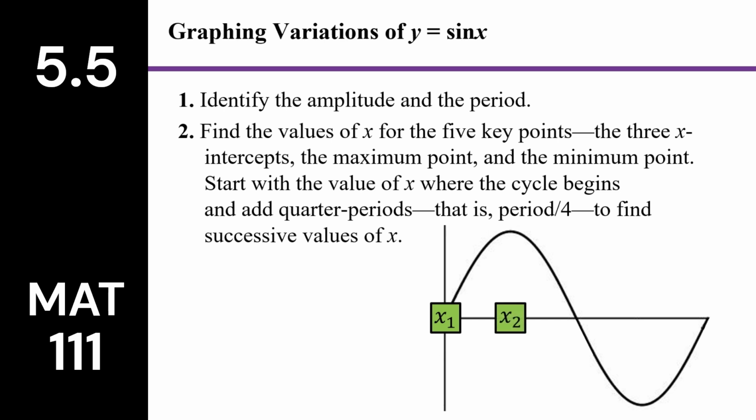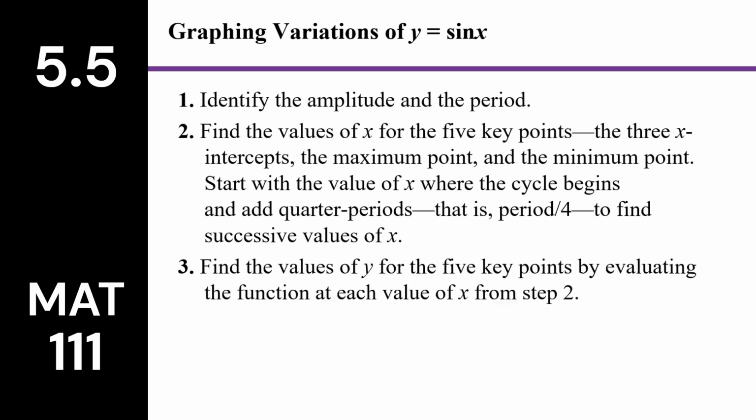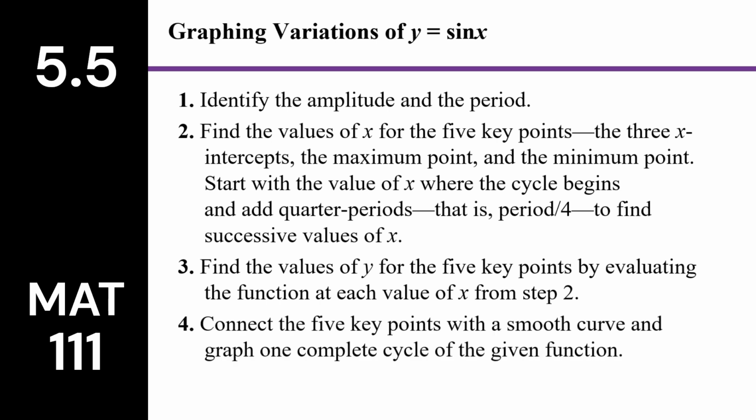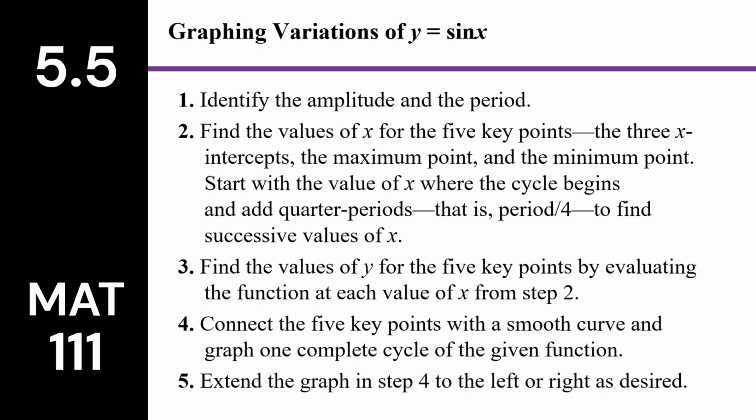1/4 of a period takes us to x sub 2, then x sub 3, x sub 4, and x sub 5. These are the x values of our points, so we'll use those to find the y values of our points. Once we have our 5 points, we'll graph those, connect them with a smooth curve, and then occasionally we're asked to extend our graph to the left or to the right. So we'll do that as needed.